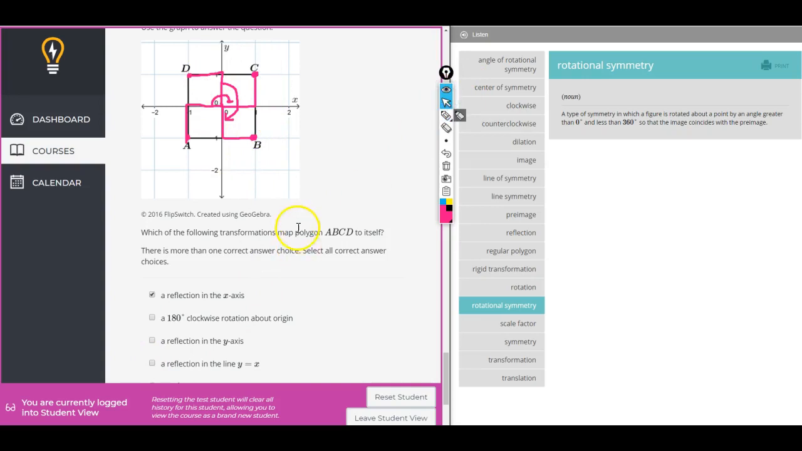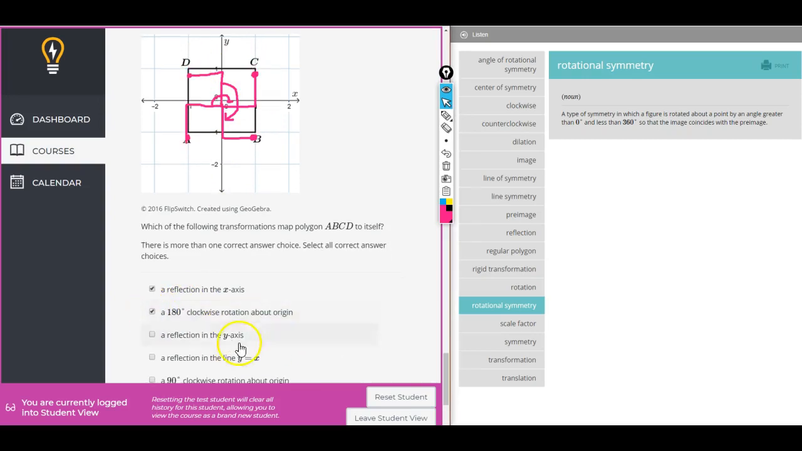I'm not checking the other two because I am using some prior knowledge that rotations and reflections are rigid transformations. So if point A has to move right here, then that means that D and B would also have to move that same distance, and so it would map itself back onto it.